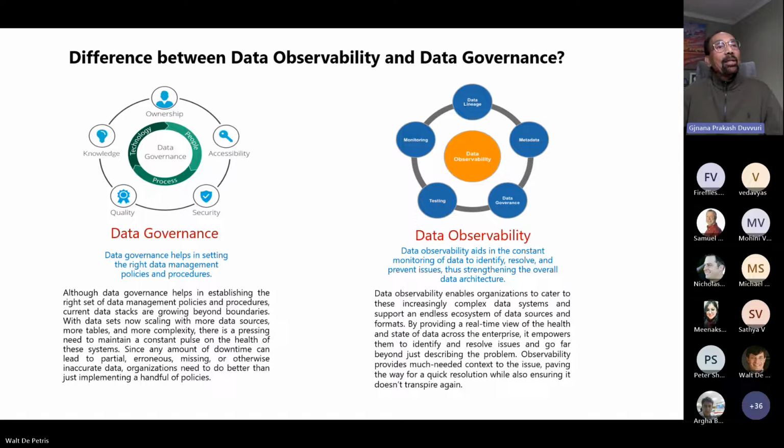metadata monitoring, then testing, that is how it is working, alerts and all, how my data pipelines quality is working, how it is going. But it also contains data governance because it takes the principles and procedures from data governance, it supports it. That's the difference, that's the way it adds to data governance. Next slide, please.